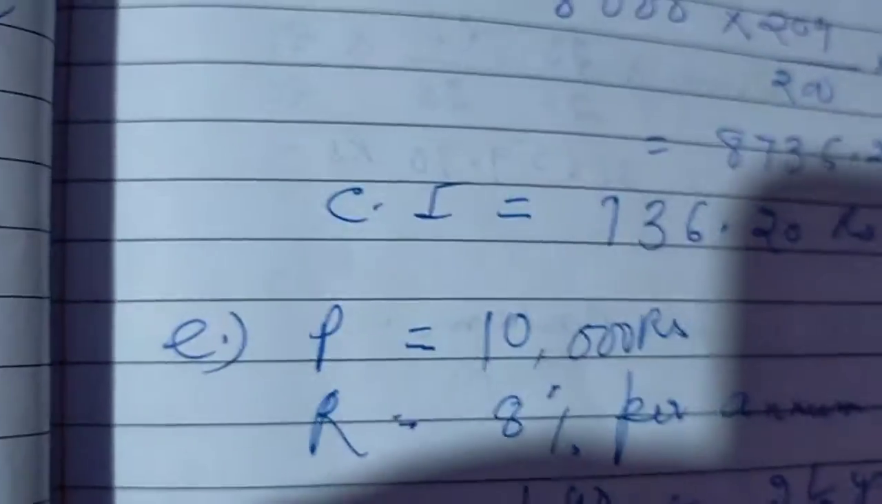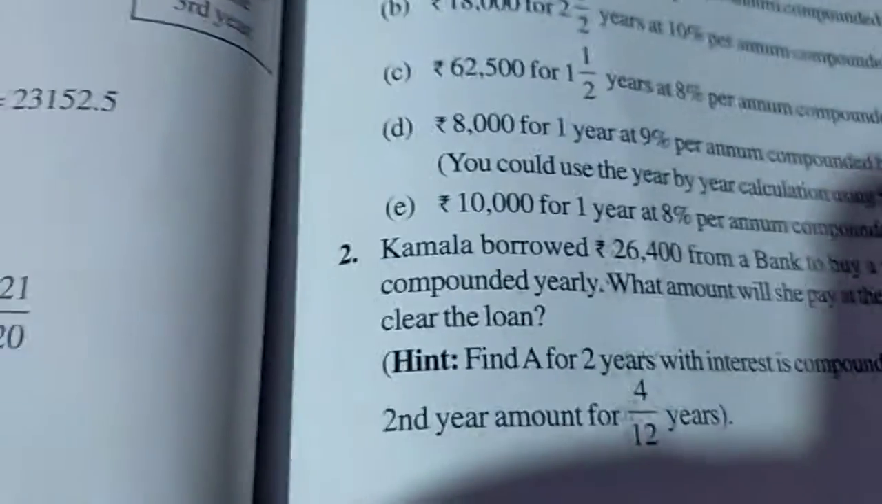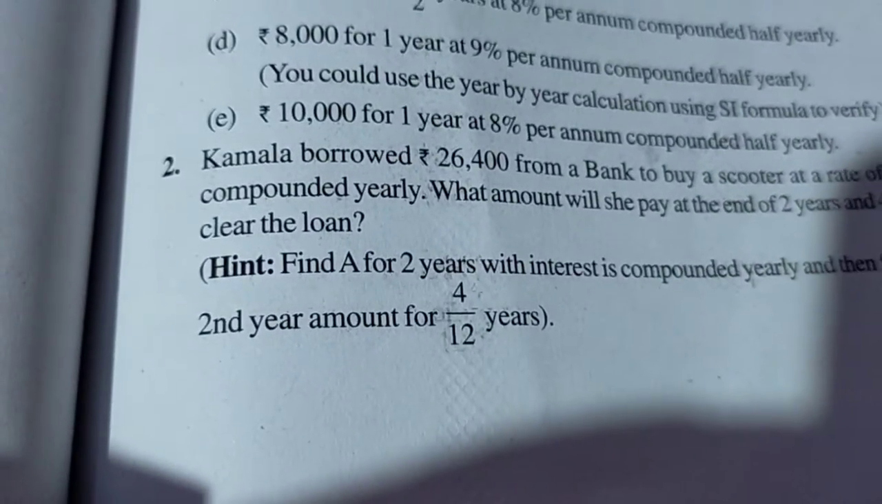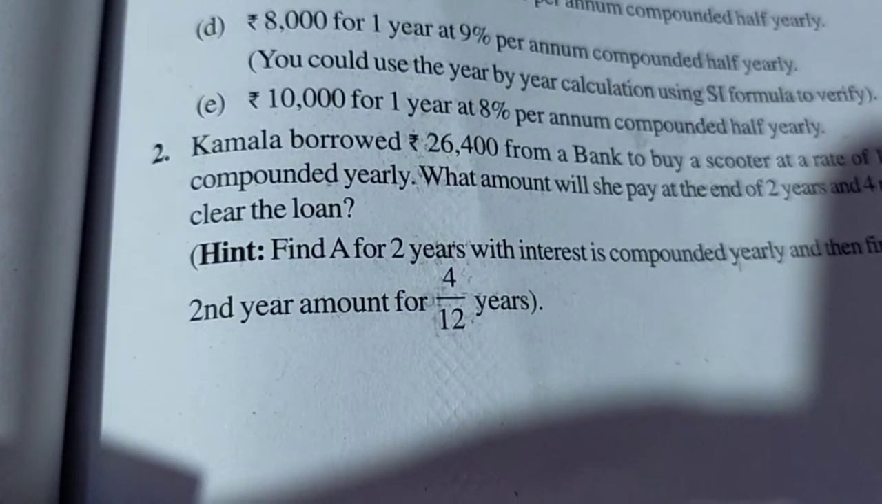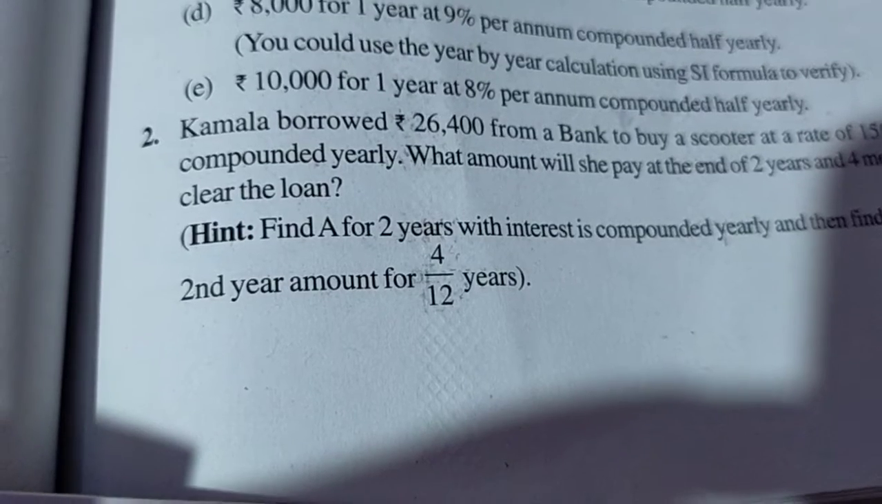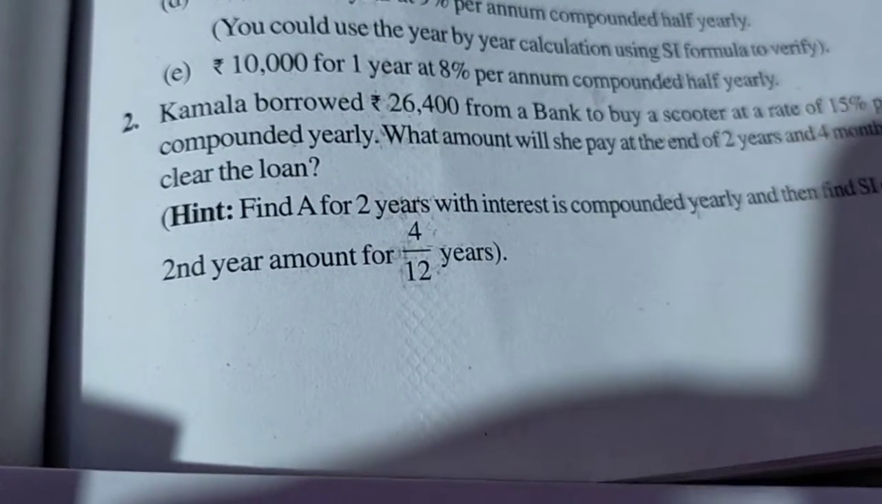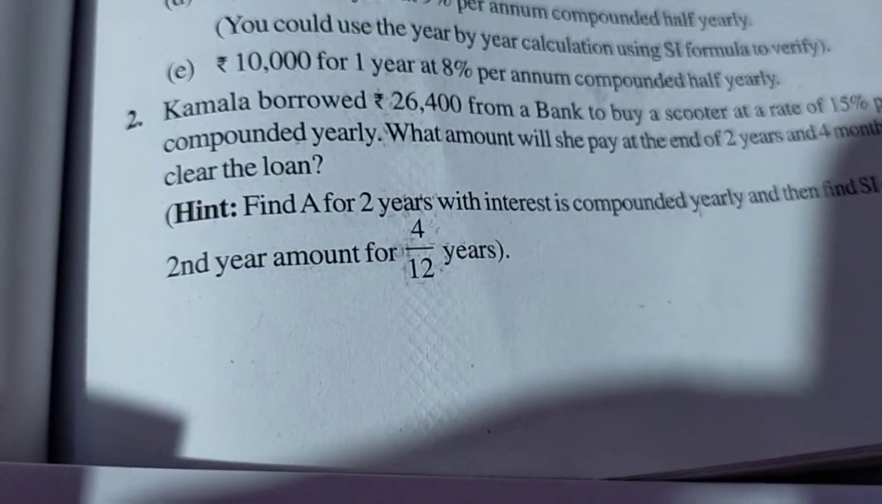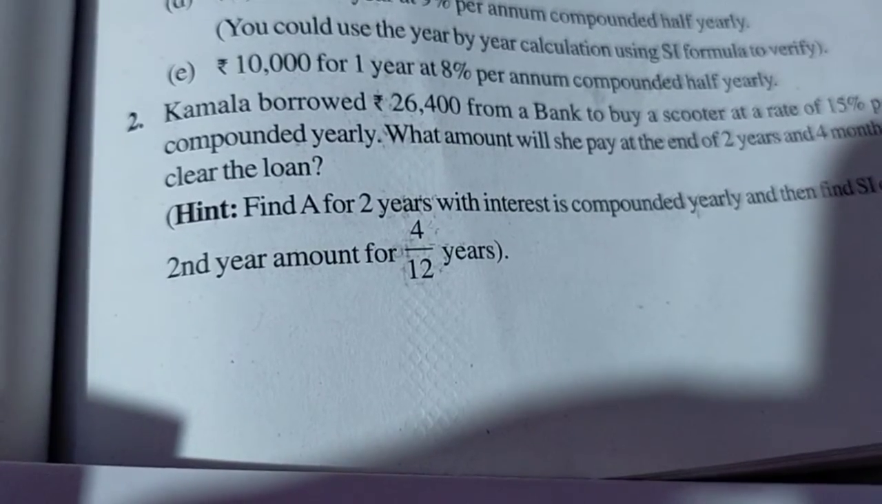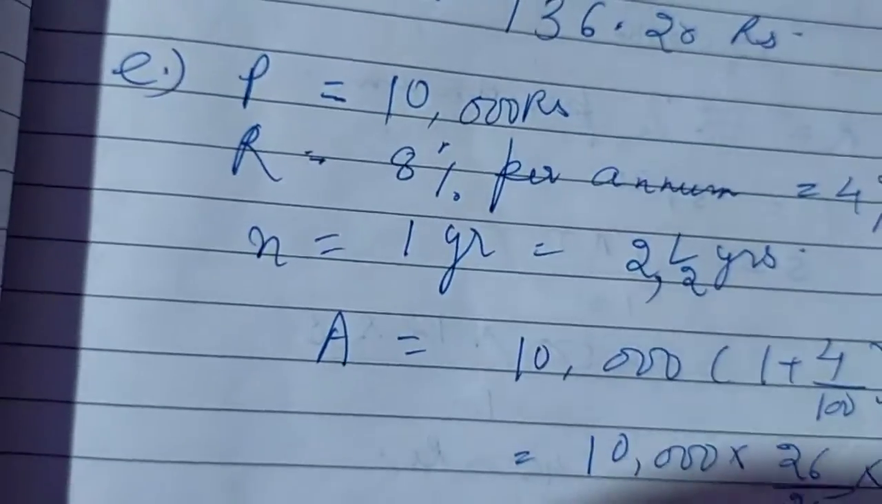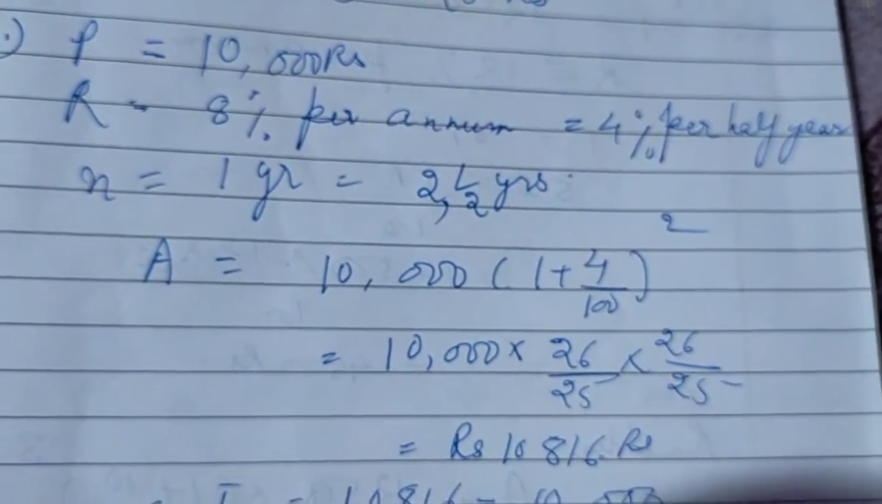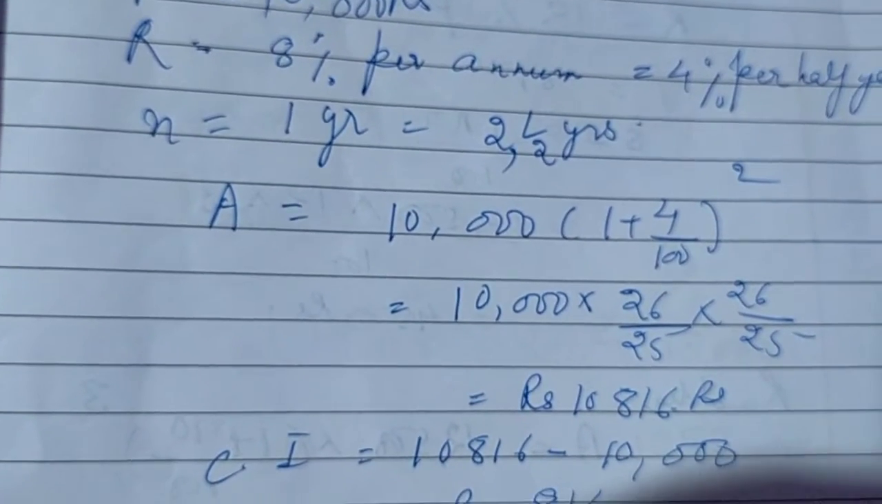Now part E. Part E says find the CI for 10,000 for 1 year at 8% per annum compounded half yearly. So again 8% will become 4% for 1 year, 2 half years. So put them in the formula. Principal is equal to 10,000 rupees, the rate will become 4% per half year, and time will be 1 year.